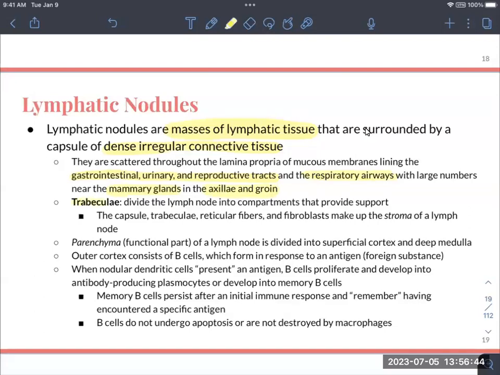They all have some sort of trabeculae throughout. This trabeculae gives these lymph nodules their structure. The parenchyma of these different lymph nodes has the cortex on the outside and the medulla on the inside. So they're kind of separated out.